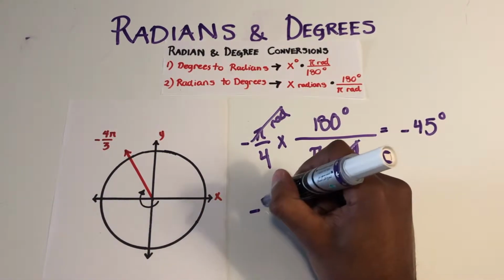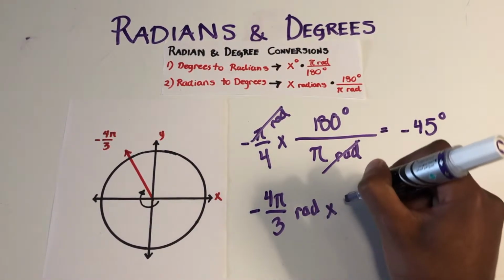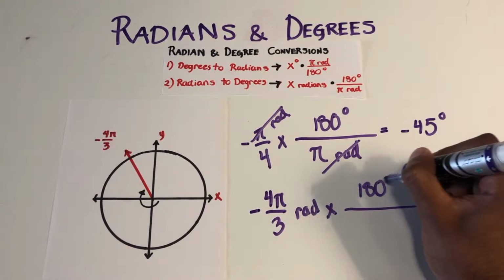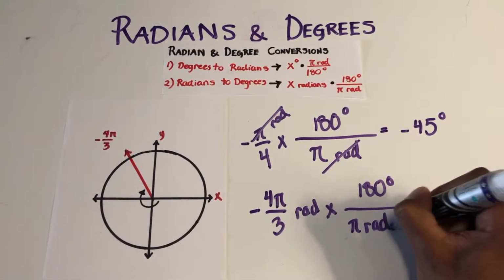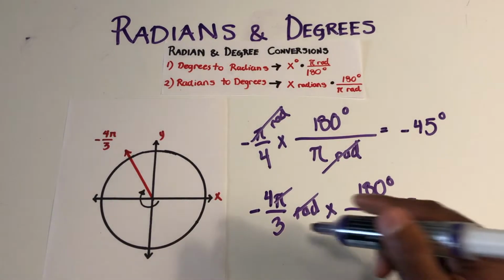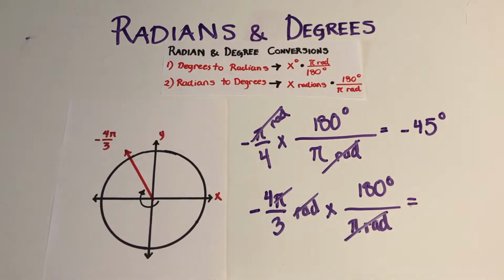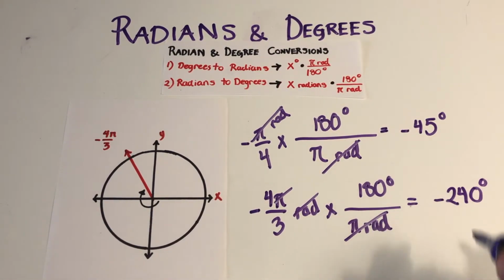So taking negative 4 pi over 3 radians, and if we multiply it by 180 degrees over pi radians, the pi radians are going to cancel. We're left with negative 4 times 180 over 3. And if you put this into the calculator, 4 pi over 3 times 180, we are going to get negative 240 degrees.